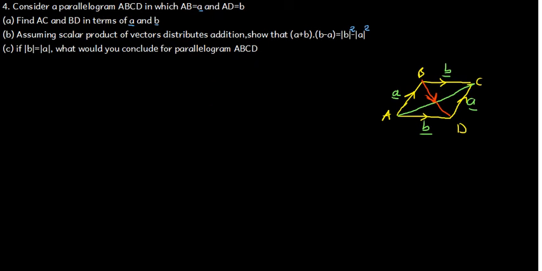So let's look at now question C. If the magnitude of b is equal to the magnitude of a, what would you conclude for parallelogram ABCD? Now if this side is the same as this side, then that means even this side is the same as this side. A parallelogram where all the four sides are the same is called a rhombus. So you can conclude this is a rhombus.